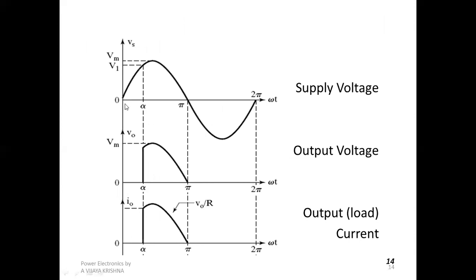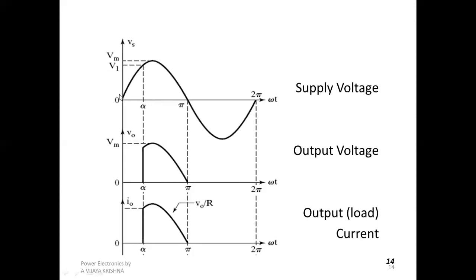If you observe here, a sinusoidal voltage is obtained. This is the secondary voltage of the transformer. Vs is the secondary voltage, also called the supply voltage. Vm is the maximum value, which occurs at pi by 2, 90 degrees, and the sinusoidal waveform starts at 0 degrees. The amplitude of the waveform is Vm, which is reached at 90 degrees, or pi by 2.